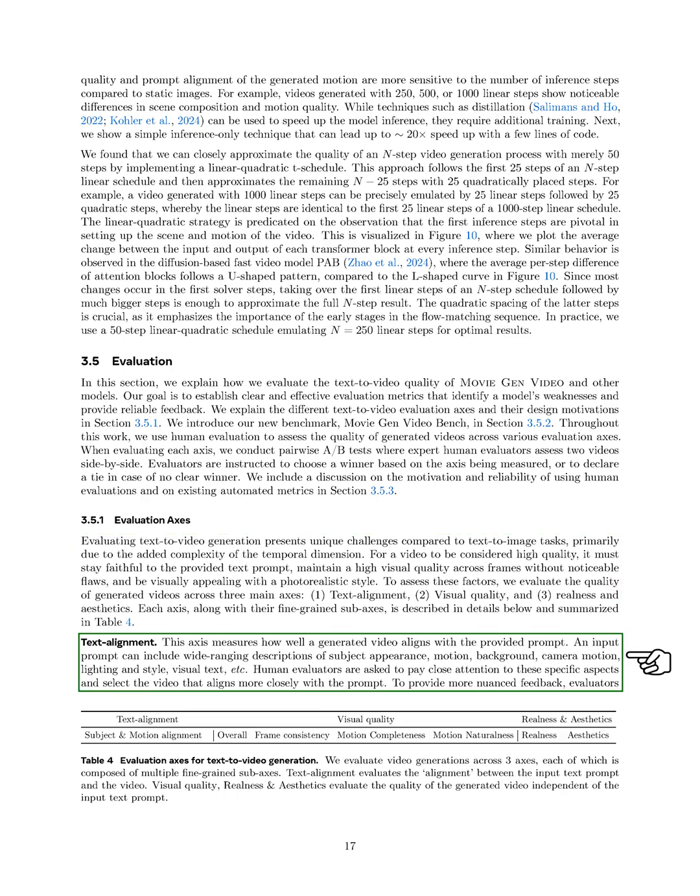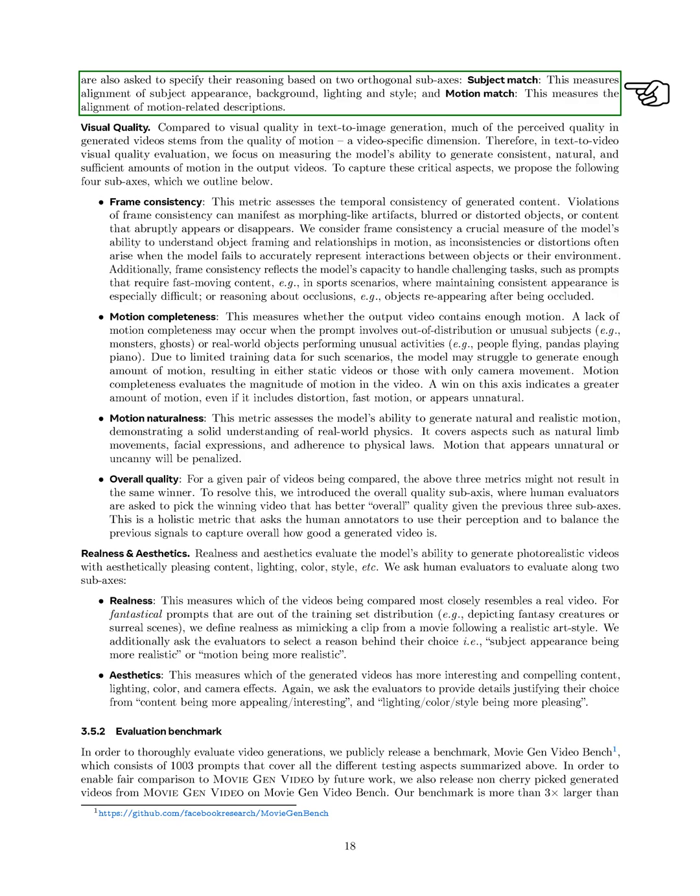For text alignment, we assess how well the video matches the prompt, which can include details about the subject, background, camera, lighting, and style. Evaluators focus on these aspects and provide feedback based on two sub-axes: subject match, which looks at the alignment of appearance and background, and motion match, which evaluates the alignment of motion-related descriptions.